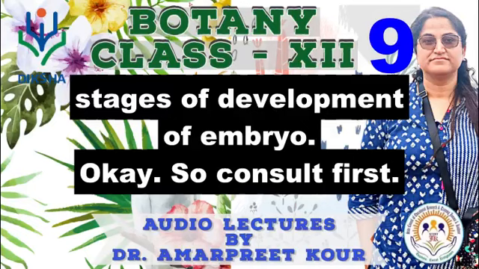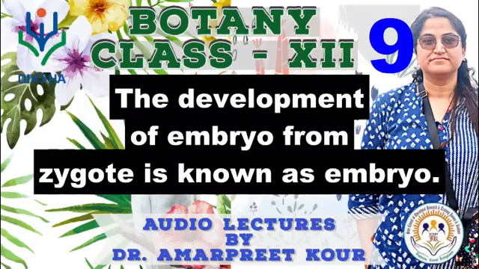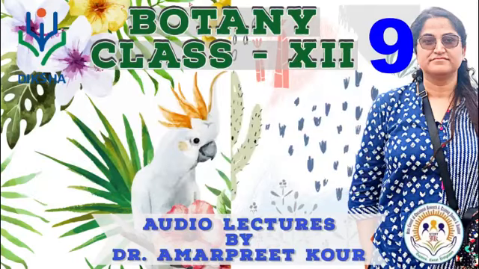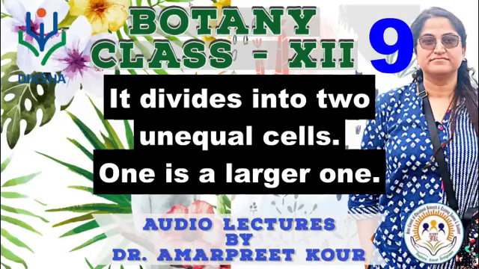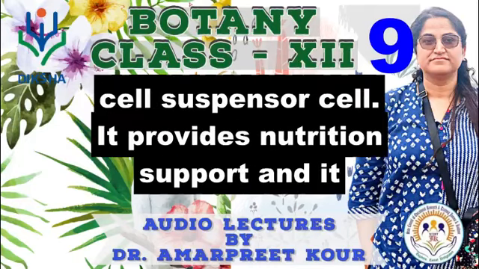Okay, so consult first. The development of embryo from zygote is known as embryogeny. I will take embryogeny in dicot plants first. Firstly, we will start with a zygote, or you can say a fertilized egg. It divides into two unequal cells. One is a larger one, known as suspensor cell, and the smaller one, embryonal cell.